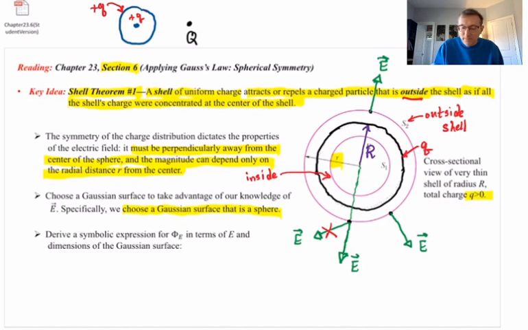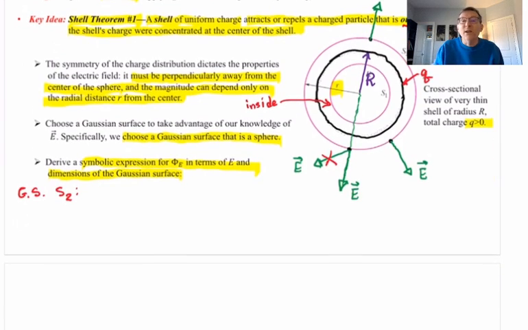Now, our first task is to derive a symbolic expression for the electric flux through the Gaussian surface that we pick. We're going to pick S2. And it's going to be in terms of the magnitude of the electric field E and the dimensions of the Gaussian surface, as we'll see. Okay, so the Gaussian surface labeled S2, which is a sphere of radius little r that's bigger than big R. That makes sense? That's what I'm talking about. It's outside the actual physical shell. Let me draw it down here.